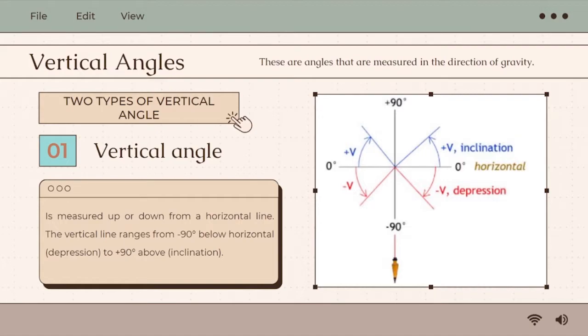So other than the horizontal angles, we also have vertical angles. These are the angles measured in the direction of gravity. There are two types of vertical angles, one of which is the traditional vertical angle or just the vertical angle. The traditional vertical angle is measured up or down from a horizontal line. And in the figure, we see that the vertical line ranges from negative 90 degrees to positive 90 degrees above the horizontal line. The angles above the horizontal line are what we call the angle of inclination, while the angles below the horizontal line are what we call the angle of depression.